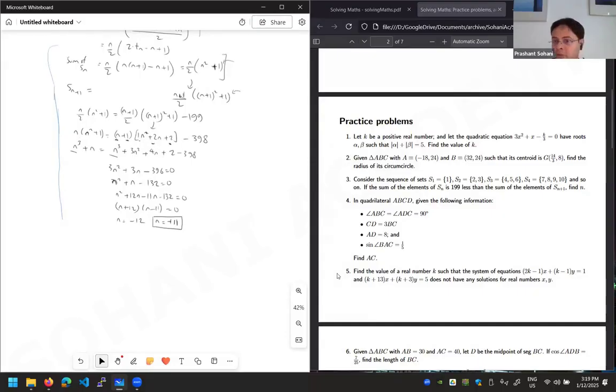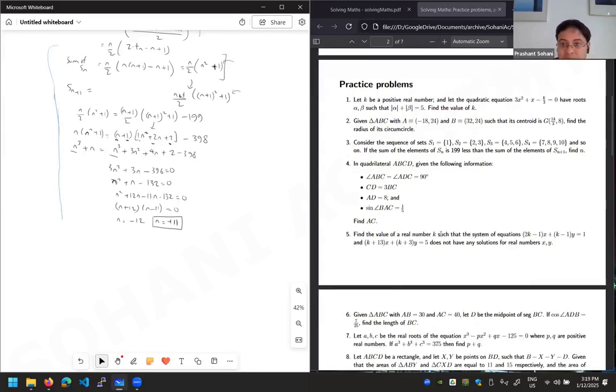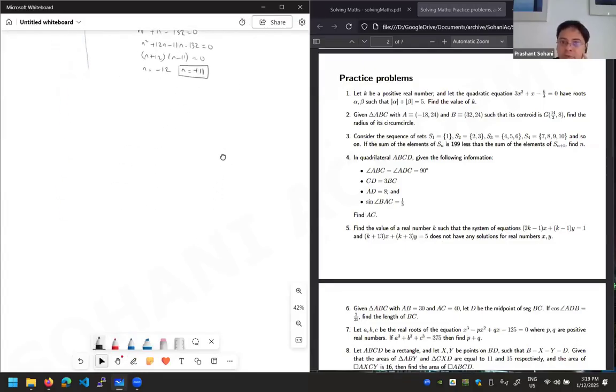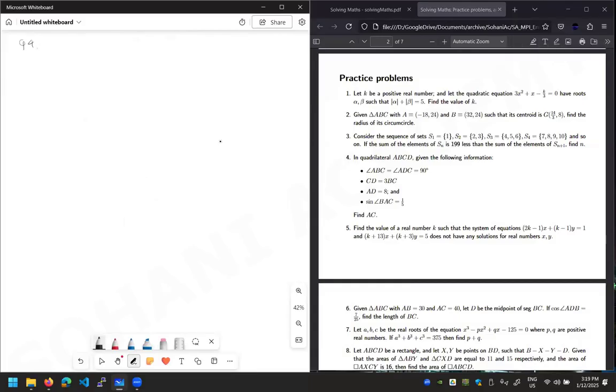Okay, if there are any other questions about this problem, or we'll go to the next one. Okay, then question 4. Anybody who has solved question 4? Can you see? Yes, go ahead.